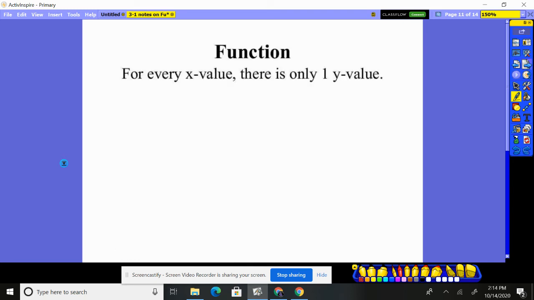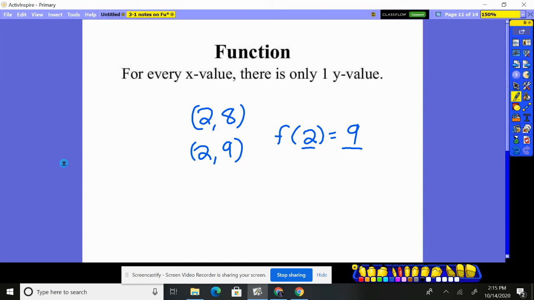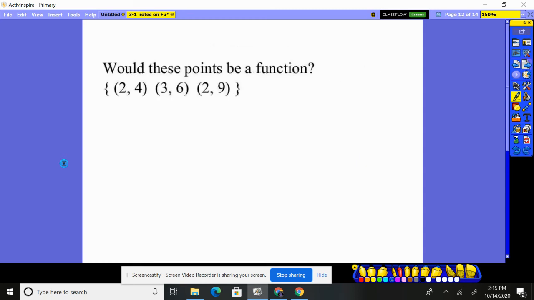Now, function. The definition of a function is that for every x value, there can only be one y value. So when x is 2, there's only a single y value that goes with it, maybe 8. You can't say, hey, when x is 2, you get 8 and you get 9. You can't have that. Because when I plug a 2 into a function, I expect to only get one answer. Some answer comes out, maybe 9. I can't plug 2 in and get 8 and 7 and 4. So for every x you plug into the function, you should only get one y value out. That's how we describe what a function is.